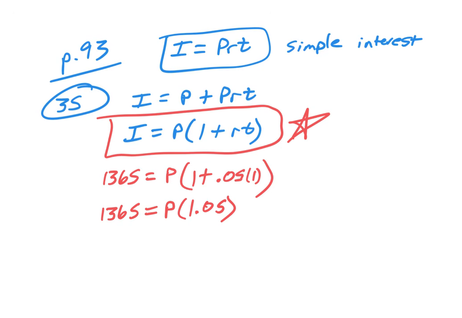Hey, before we do the math here, let's think about what our answer should be. As I solve this out and get my answer, what do we know about P? Is it going to be more or is it going to be less than 1365? Okay, so this is how much I have to pay the bank at the end of 1 year. Okay, or how much I owe the bank at the end of 1 year. The amount that I borrowed initially should be what?